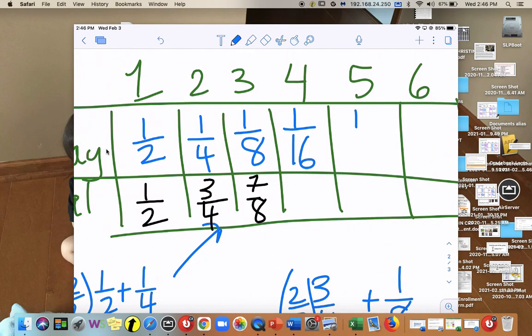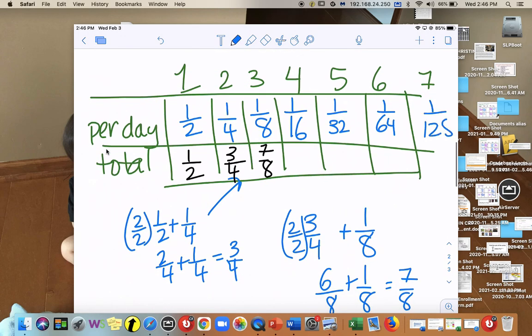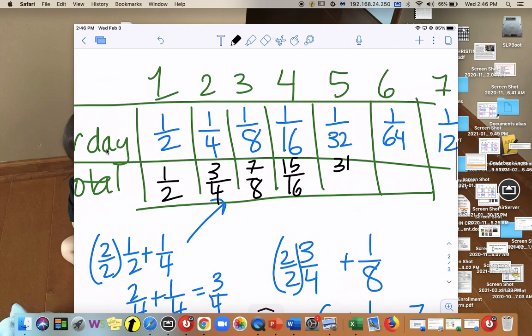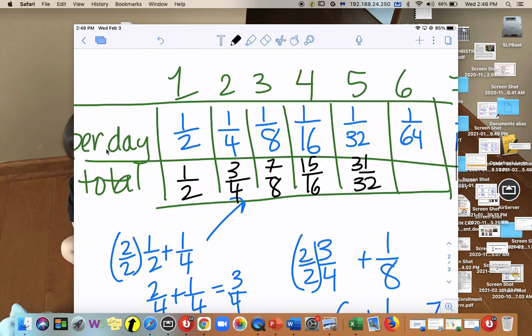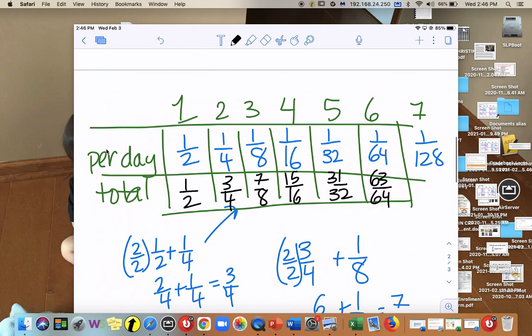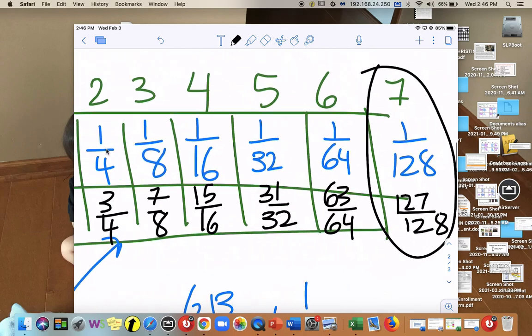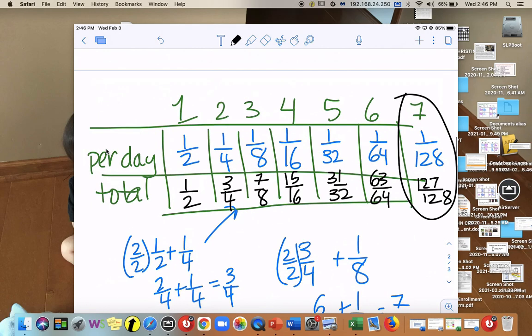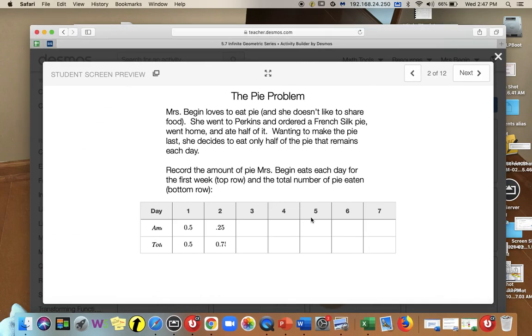So the pattern that we've noticed is, okay, this is 1/32, 1/64, 1/128, and the pattern is the numerator is always 1 less than the denominator, so this would be 15/16. This would be 31/32. This would be 63/64, and this would be 127/128. So you can see by the end of the week, if you've eaten 127/128 of a pie, you've eaten pretty much the whole thing. So that's the pattern we're looking for in this table right here.